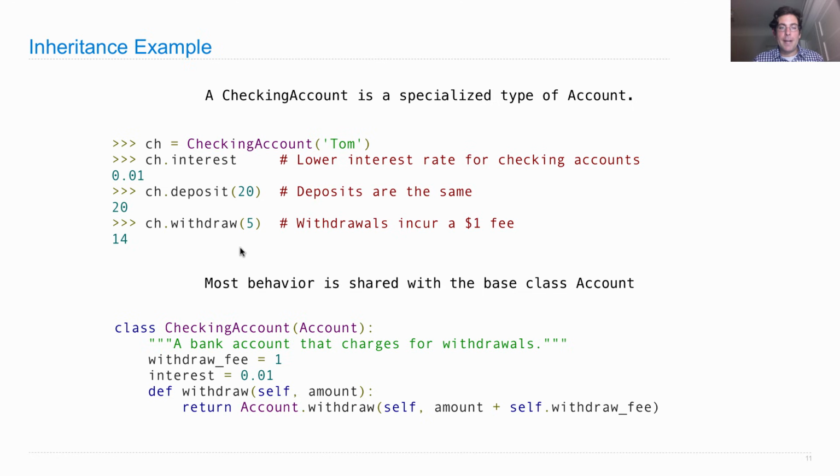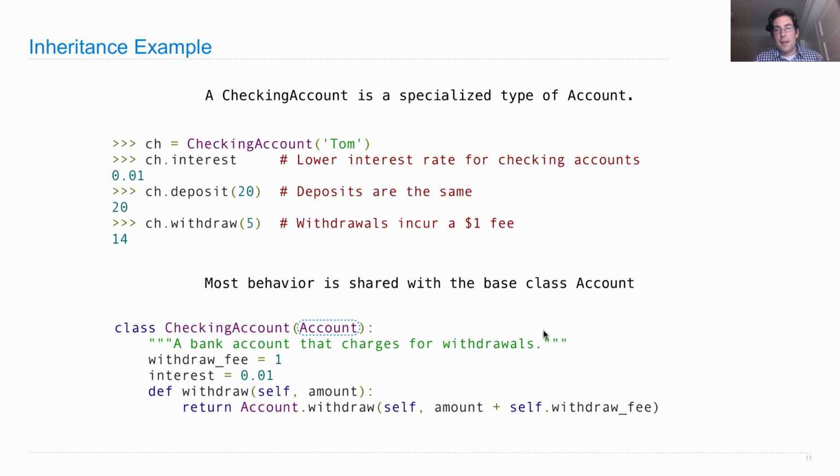Okay, so we'll withdraw $5. Amount will be 5. We'll add in the withdrawal fee of 1, which is shared among all checking accounts because this is a class attribute. And then, how do we actually do the withdrawing? Well, that's the interesting part. We refer to the method on the base class called account.withdraw. Now, since we're looking this up on a class as opposed to on an instance, we're not going to get a bound method back. We have to supply the self ourselves.